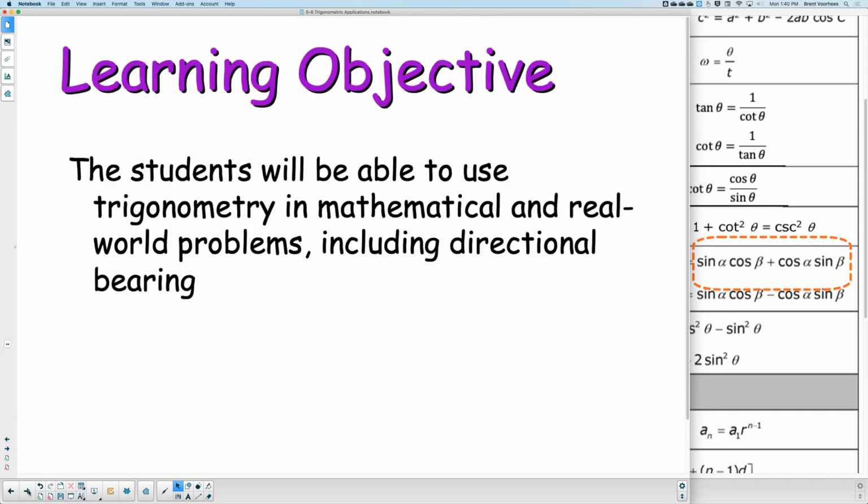So we're looking at trigonometric applications. We're going to apply trigonometry to mathematical and real world problems. The first one was just mathematical. I didn't have anything real world about it, but that's what we're going to see today.